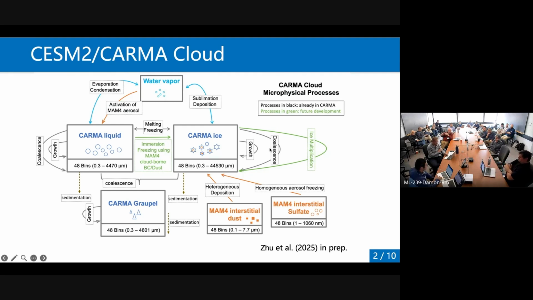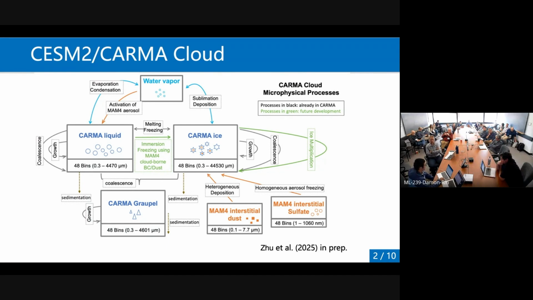Those microphysics colored in black represent what we already have in CARMA, and those processes in green are our future development. For the black ones, we have growth and collections for each category of CARMA cloud. The ones colored in green are our future development plan. For example, we don't have immersion freezing right now, and we plan to add ice multiplication to fix the issues for ice cloud.